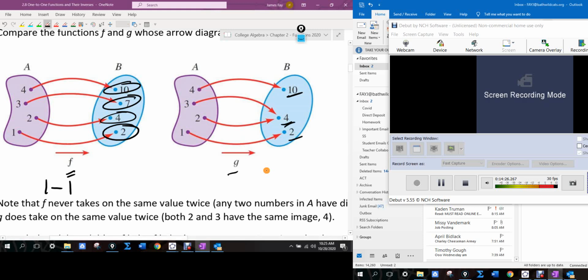Now my question is, if everybody looks at 4 as my y value, tell me the x value that it pairs with. Are there 2 answers for that? 2 choices. So what's that tell me about, even though G is a function, what's it tell me?